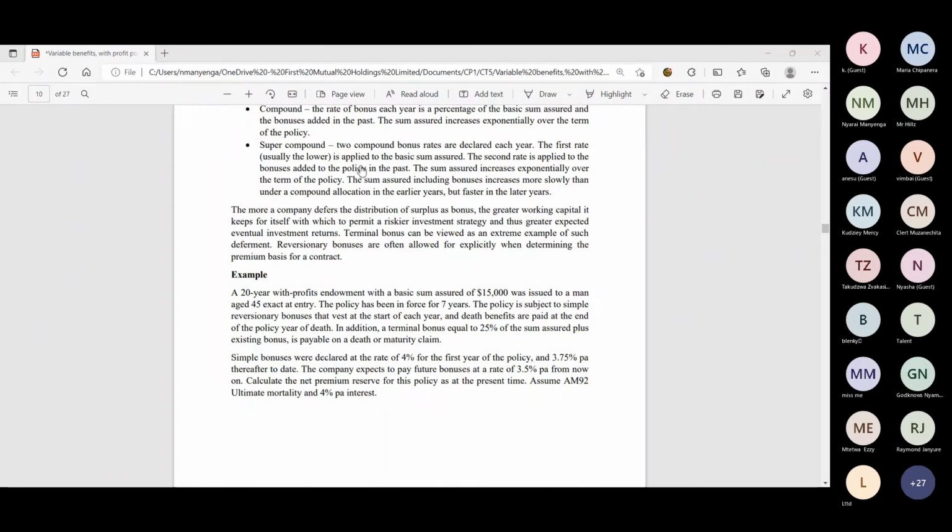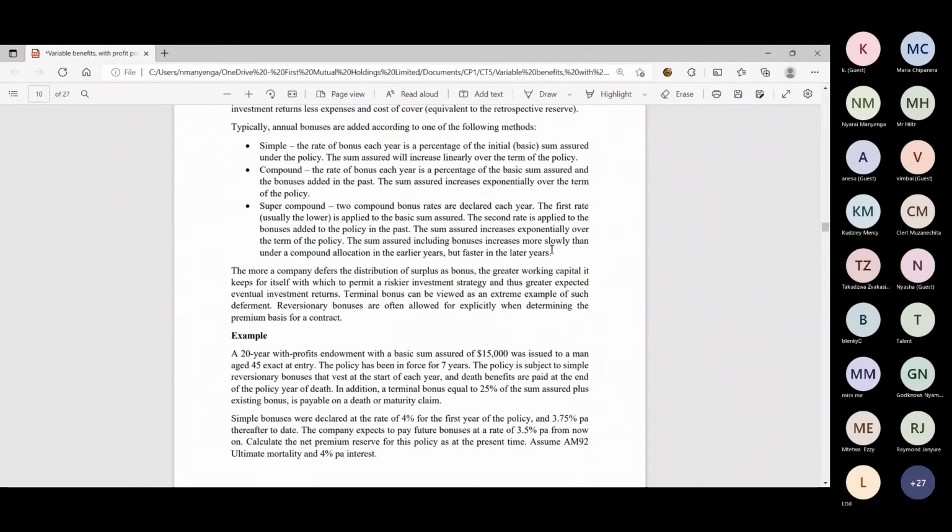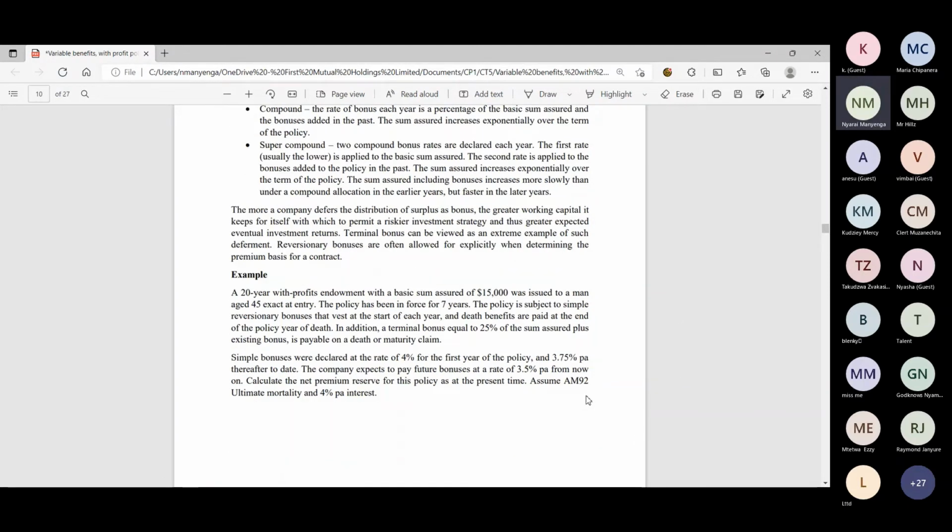Good afternoon, ma'am. Afternoon. May I ask that in the exam, are we supposed to remember the definitions of the super compound bonuses, the terminal bonuses, or the simple bonuses, or are we supposed to know how to calculate them? You're supposed to know the definition of them, and also be able to calculate them.